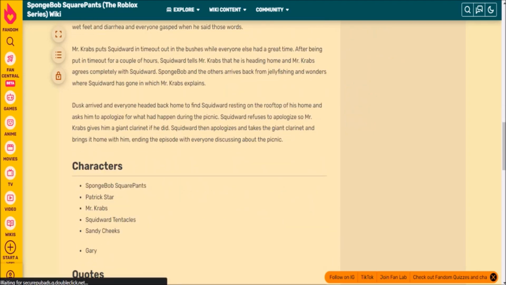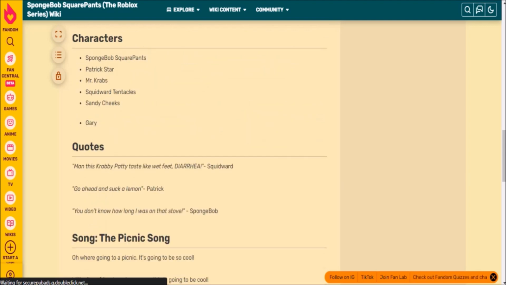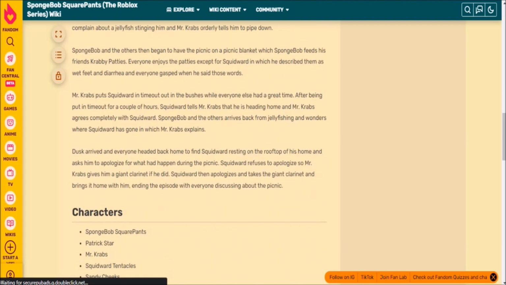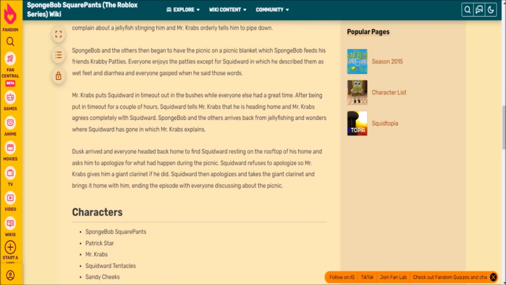Mr. Krabs puts Squidward in timeout out in the bushes, while everyone, what the heck? Sorry about that, you guys. I don't know what the heck happened. Why is the page glitching out? You know, whatever.